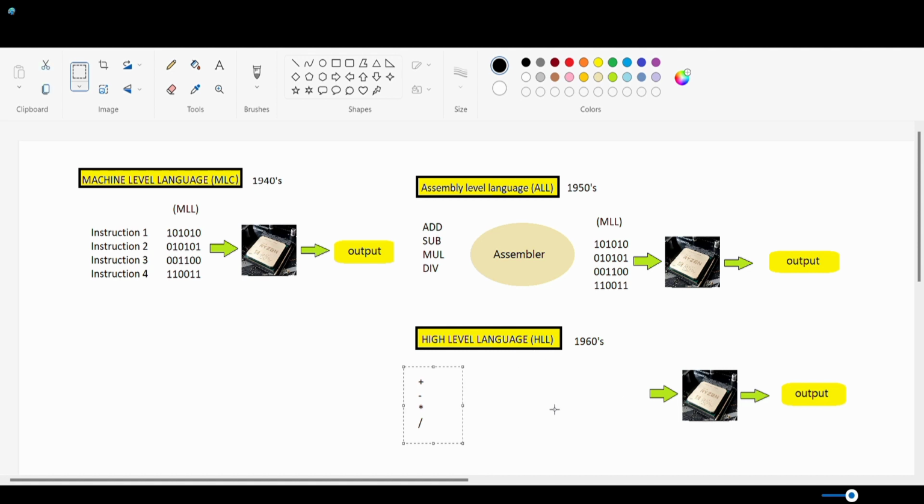Absolutely not, because this is not a machine level language, and microprocessor understands a language which is machine level language. So for that, conversion must happen. So there is a software which is a compiler. Compiler is a software which takes high level language as an input and converts it into machine level language, and this machine level language is given to a microprocessor, and microprocessor gives output.